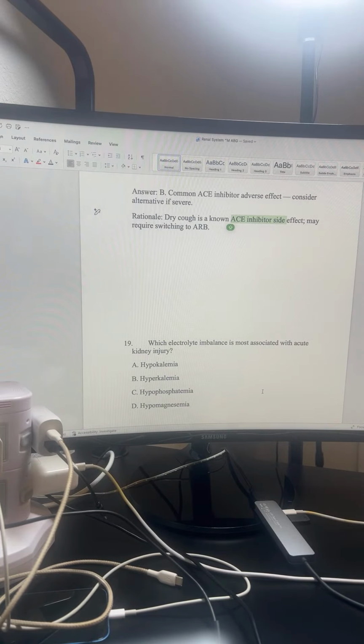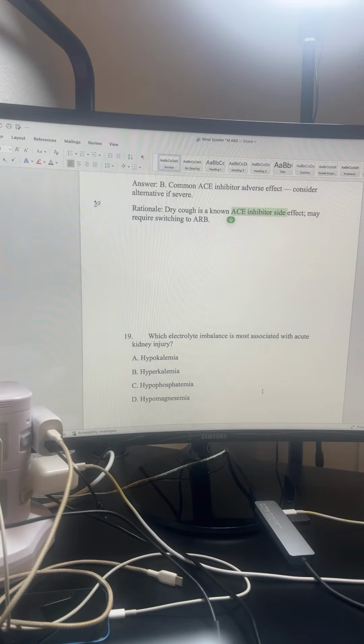All right. Which electrolyte imbalance is most associated with acute kidney injury? A, hypokalemia, B, hyperkalemia, C, hypophosphatemia, or D, hypomagnesemia? So A, B, B. Okay. All right. B, D. Okay. All right.